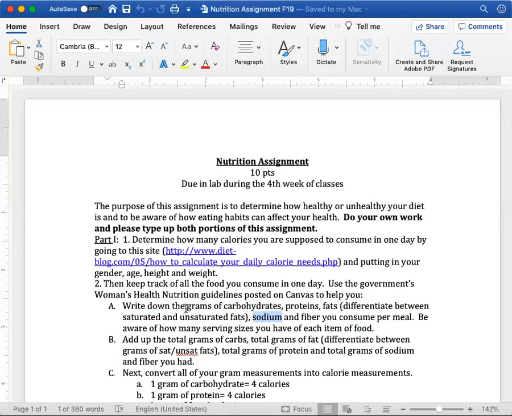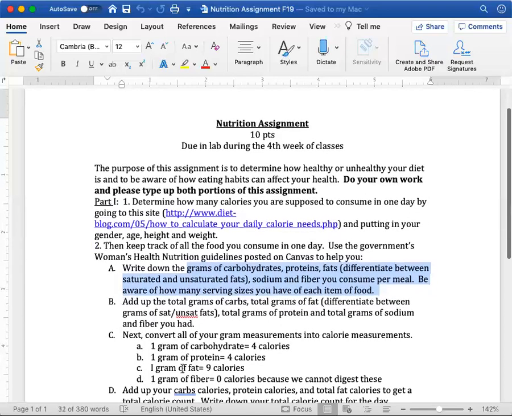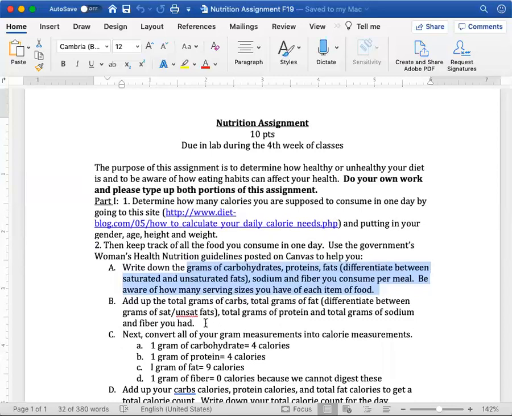So I want you to write down the grams of all of these that you take in a 24-hour period. And how many serving sizes did you have, right? So be aware if it was one serving or two servings. If it's two servings, you have to multiply it, you have to double it, right?